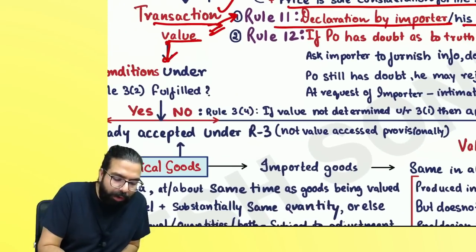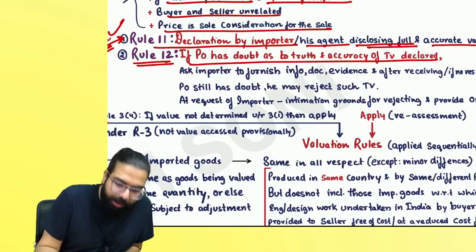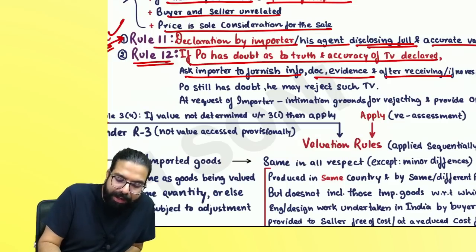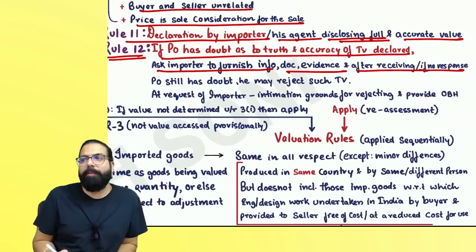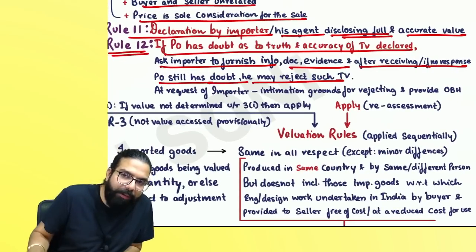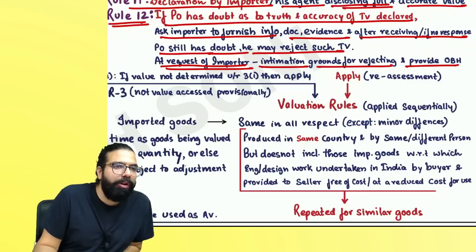Once you make the declaration, if the officer has a doubt, then what will the officer do? Rule number 12: if the officer has a doubt as to the truth and accuracy of the value declared, he will ask the importer to furnish information, documents and evidence. If no response has been given, or if you have given the documents but he still has a doubt, then he will reject the transaction value. And if you request, he will intimate the grounds for rejection and also give you the opportunity of being heard.